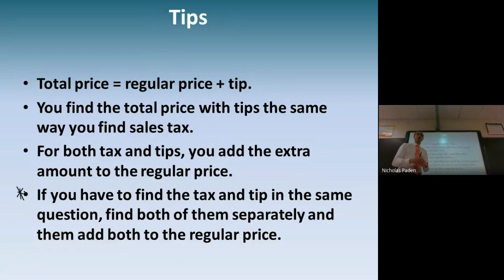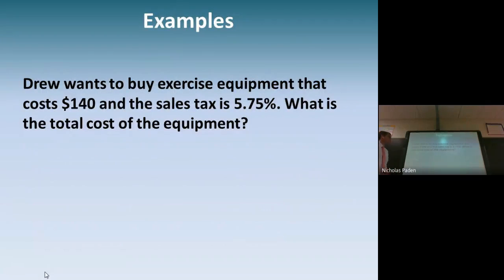Okay, so we find sales tax and tips the same exact way. And it's actually the same way that we would find markups. So let's look at some examples then. The first one, Drew wants to buy exercise equipment that costs $140 and the sales tax is 5.75%. We've got to find the total cost.